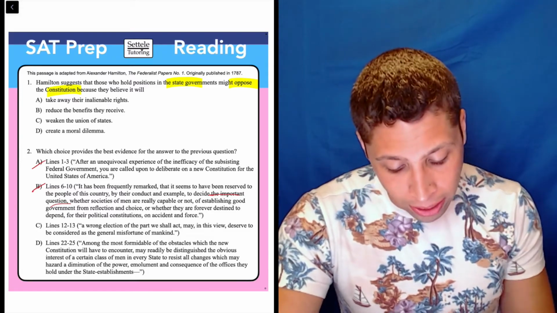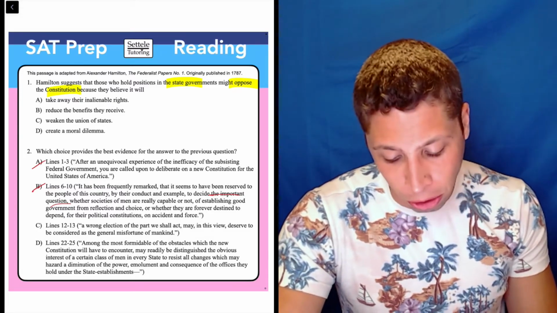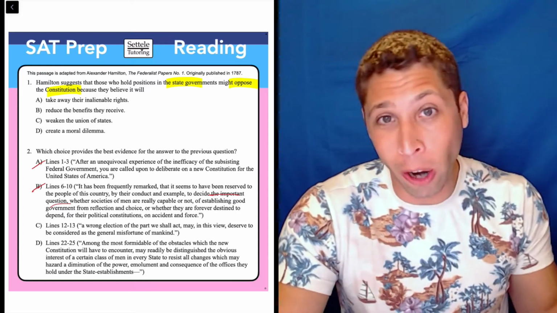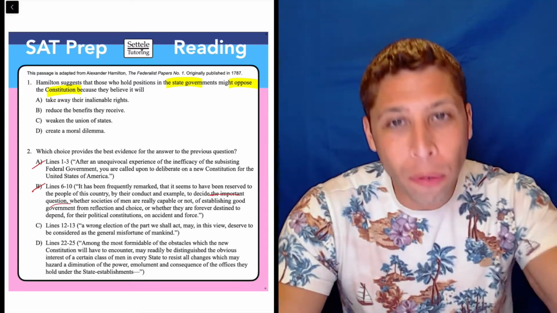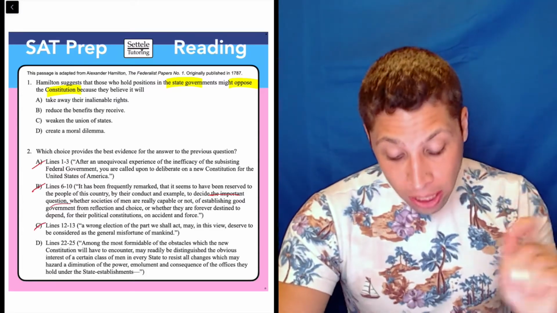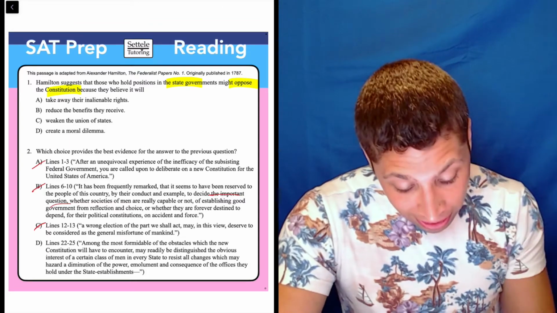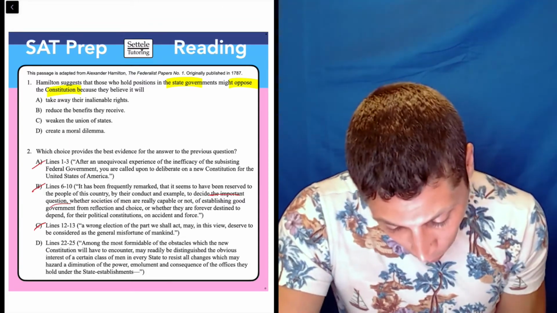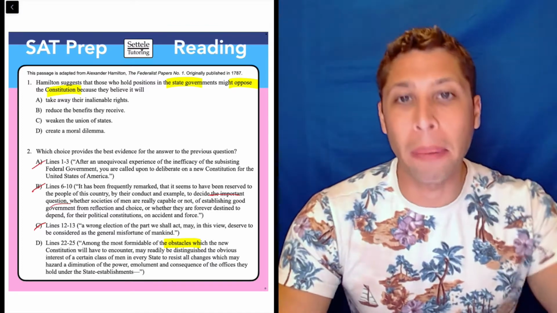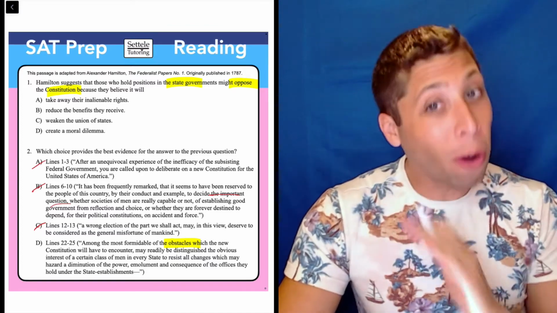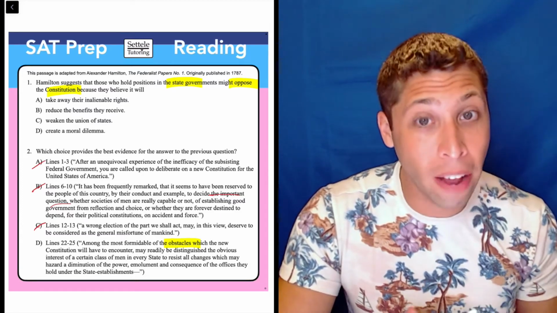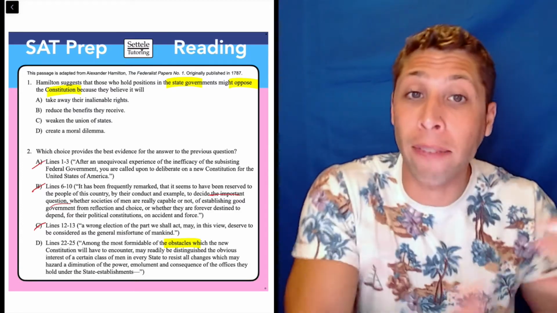Choice C, "a wrong election of the part we shall act may in this view deserve to be considered as the general misfortune of mankind." That's just saying it'd be bad if we make the wrong choice. But again, it's not explaining what the wrong choice is, why people might make it. This is not diving deep enough. Now, D is hard to understand, but it has a very key word here. "Among the most formidable of obstacles which the new Constitution will face," blah, blah, blah, right? So for now, if all you notice is that word obstacle, you should know that this is a really good answer choice. This is a good line reference because it seems to explain and have to do with the original question.